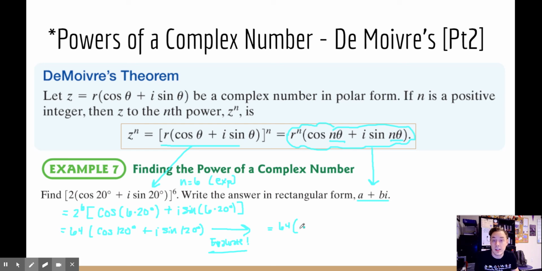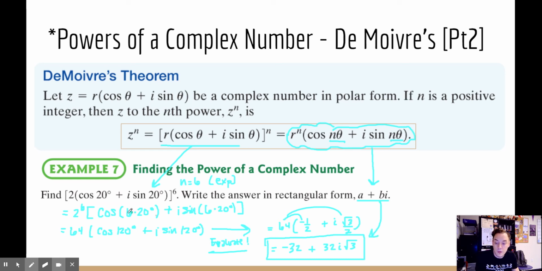You can just use your trig table of common angles, or you can just use your unit circle. Cosine of 120 is -1/2 because it's in the second quadrant and cosine's negative there, plus I, and then sine of 120, it's going to be positive, but that's just going to be radical 3 all over 2. Okay? All I have to do is just simplify through. So distribute that. That's going to be -32, and then plus, this is just going to be 32, and then I, and then radical 3. This is my rectangular form.